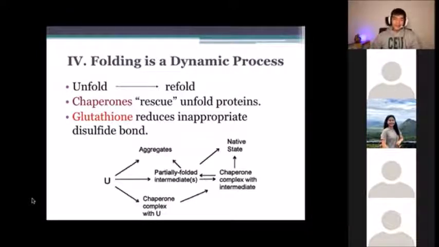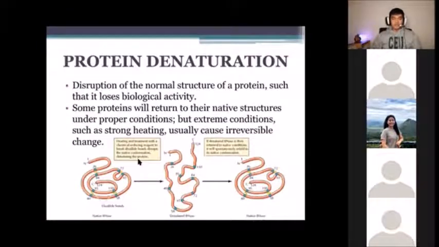And then for the last factor affecting protein folding, this is a dynamic process. So when we say dynamic process, multiple processes occur so as to maintain proper folding of proteins. That's why we discussed that chaperones do their best to be able to rescue the unfolded proteins, or potentially yung mga magmi-misfold. They are always to the rescue. Okay, yun yung function ng chaperones. And then for glutathione naman, accordingly, this is the one that reduces inappropriate disulfide bonds that could be seen in the polypeptide, particularly those that are placed exterior. Okay, these are the factors that could affect protein folding process.